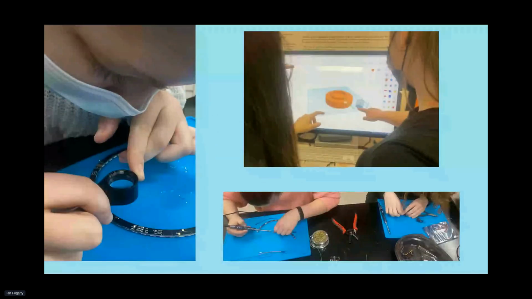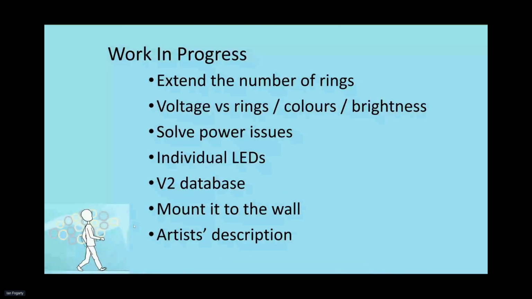While working on the rings, we had to be careful about where we placed our solder and wires because it is so easy to make mistakes. We had to use our fine motor skills to look closely and work out what we were doing. And while it was frustrating when we realized we did something wrong, it was worth it when it worked. This is just the beginning of our project, and there's stuff we want to improve upon in the future. Some of this includes extending the number of rings and solving some of our power issues as well.